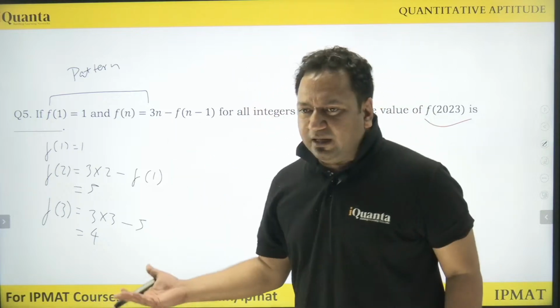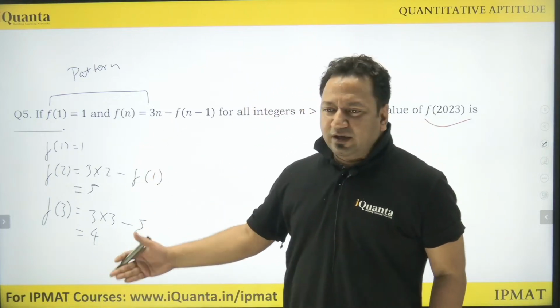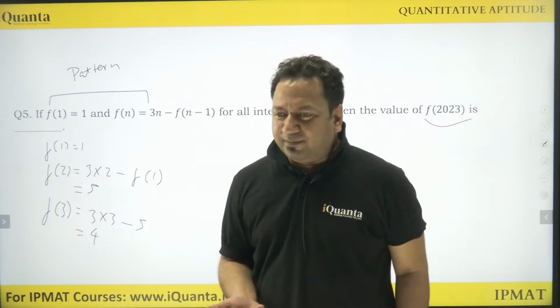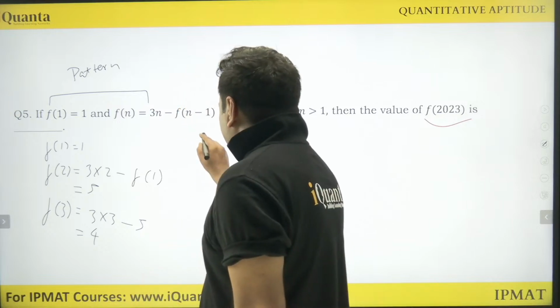But still we are not able to find any pattern. 1 के बाद 5 फिर 4. कोई pattern है ही नहीं. ना odd numbers का है, ना even numbers का है, ना natural numbers का है, ना prime numbers का है. Nothing. So we need to calculate more.